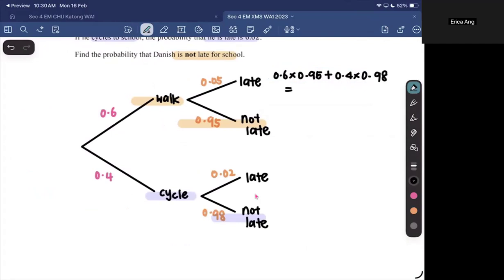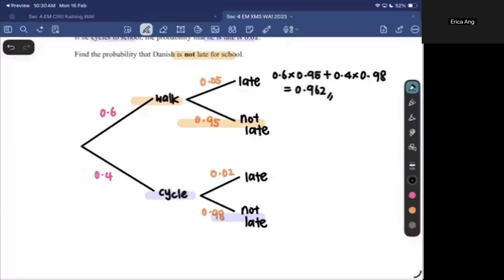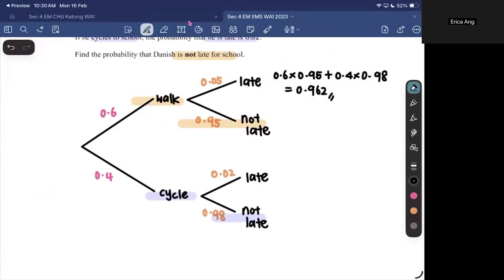All right, then at the end of the day, 0.962. Okay, so this is something that is not too scary, right? Quite fun, in fact, because it's quite understandable. Then after that, we go to the next one.